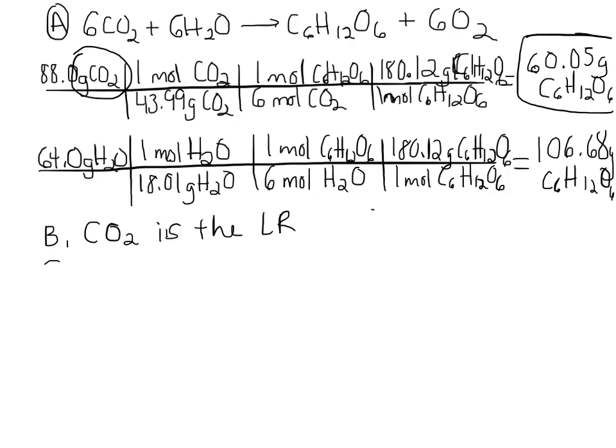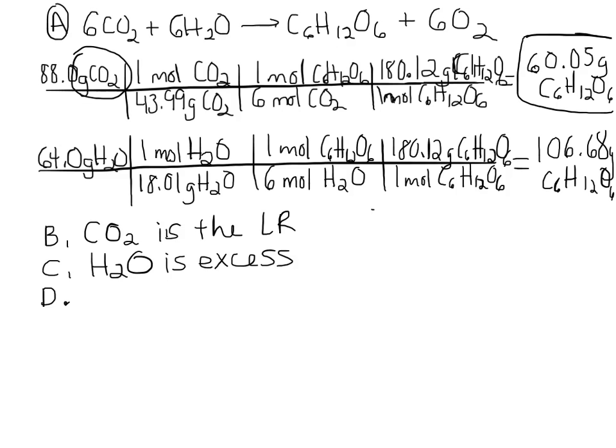Letter C asks which reactant was in excess. So if CO2 is the limiting reactant, then H2O is in excess, meaning you had plenty of it. In fact, you probably had leftover, which we'll use in the next reaction. The next letter is D, determine the mass in excess. So this one is a little involved.